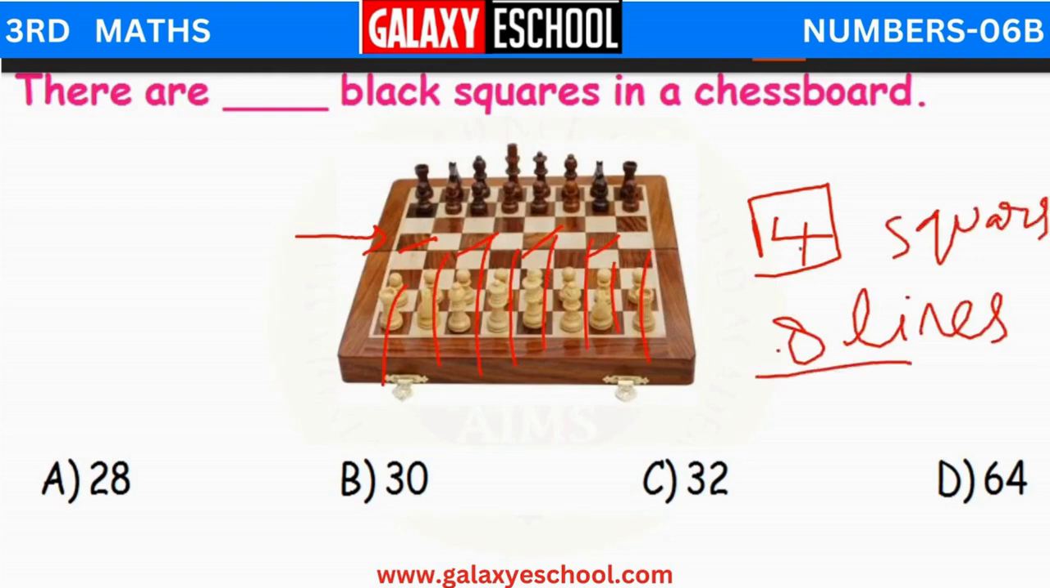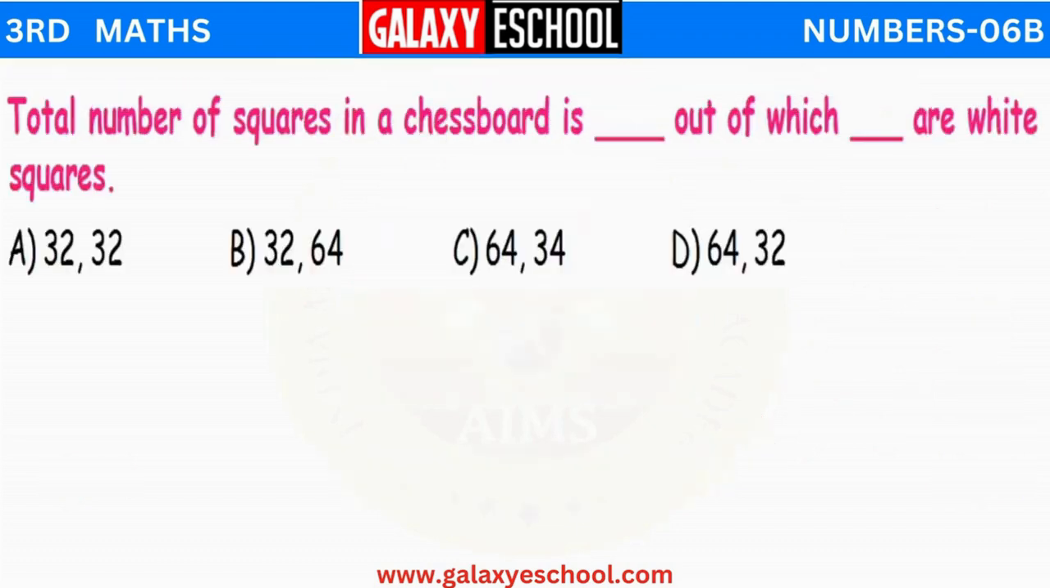Now how many black squares are in 8 lines? What to do, children? We need to multiply. 8 fours are 32. 32 is our answer. Okay, so these are the two ways to solve this question. There are 32 black squares in a chessboard.